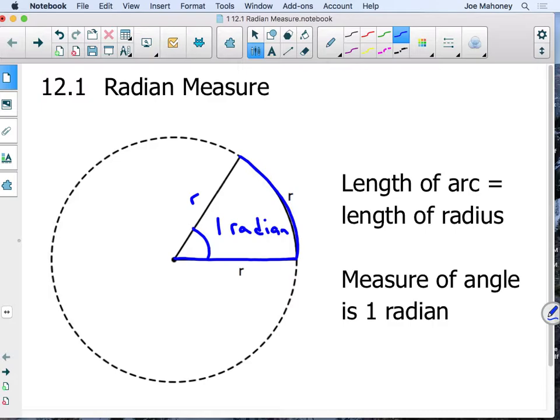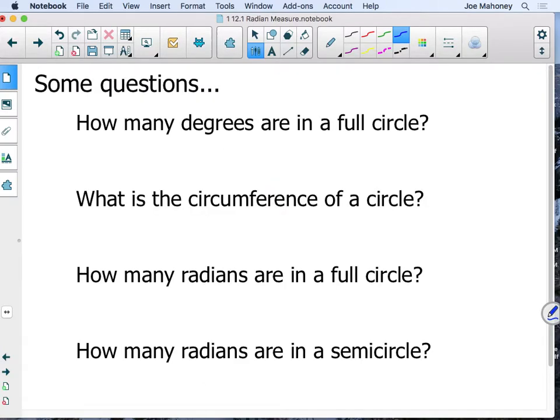That's our idea behind radian measure. So we're kind of relating the angle measure to the length of the arc. That's really what's going on here. So a few questions about that. First of all, how many degrees are there in a circle? Well, we know for many years that was 360 degrees, and it hasn't changed. We also know that the circumference of a circle is equal to 2 pi times whatever the length of the radius is.